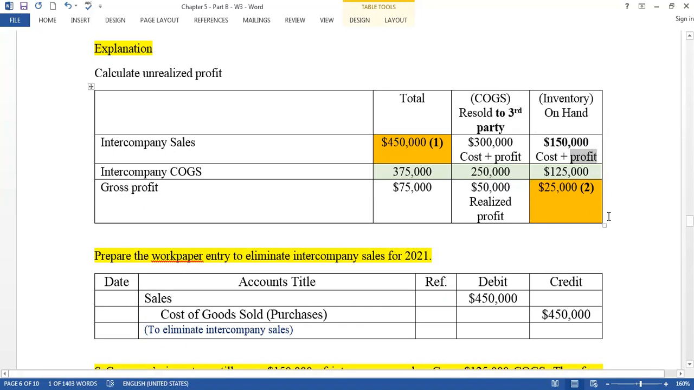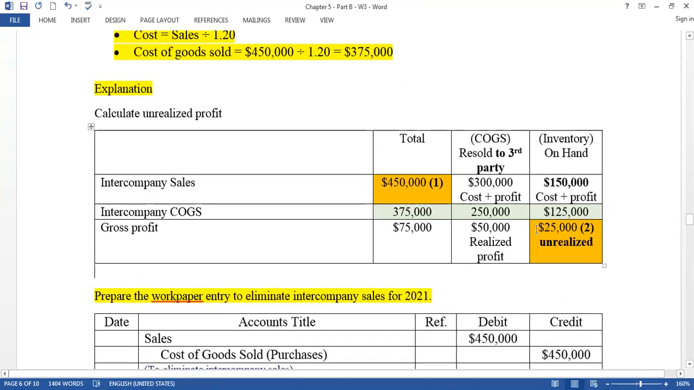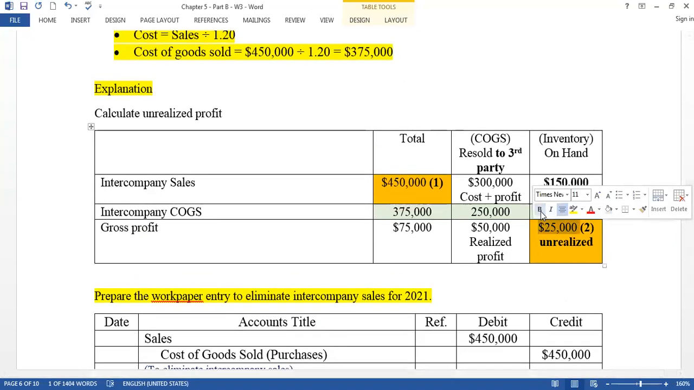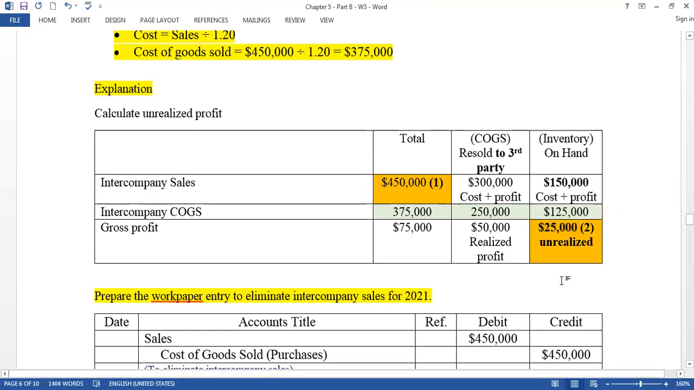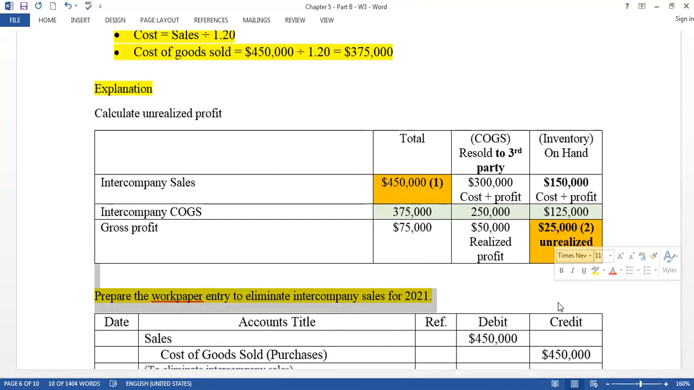And why is it called unrealized? It is called unrealized because it is not yet sold. Right? Now we have to eliminate this $25,000. Now the question is how to do this elimination. If you remember my first class, I told you that if you record cost of goods sold debit, it means that your profit will increase or decrease.